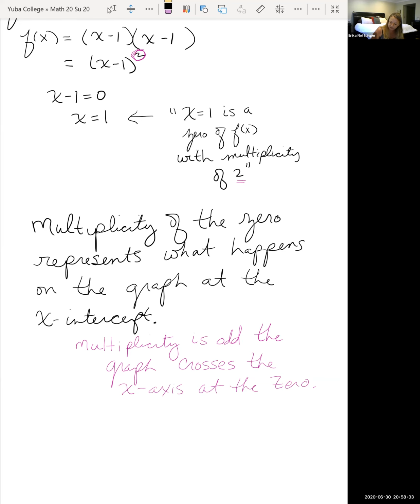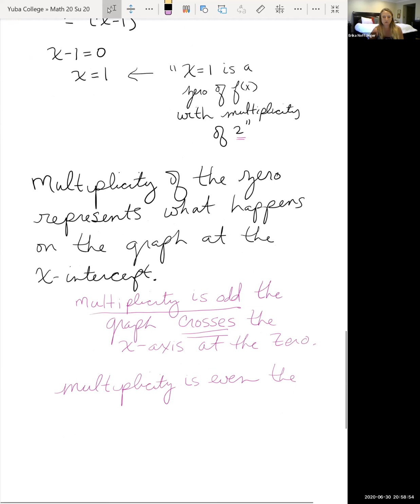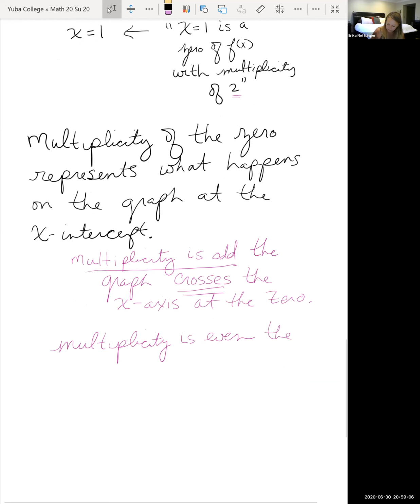And if the multiplicity is even, the graph just touches the x-axis at that point and turns back around and goes in whatever direction it had come from. So it's either going to come down and hit the x-axis and come back up, or it's going to come up and hit the x-axis and go back down. So the multiplicity is even.